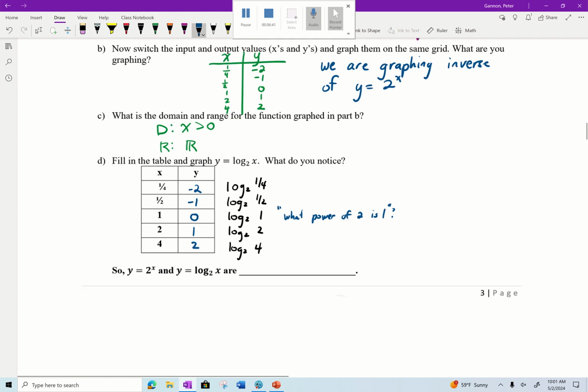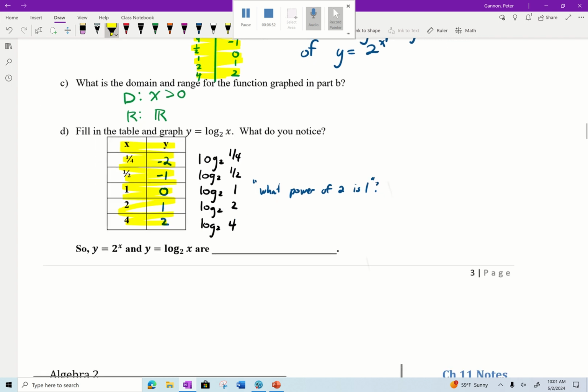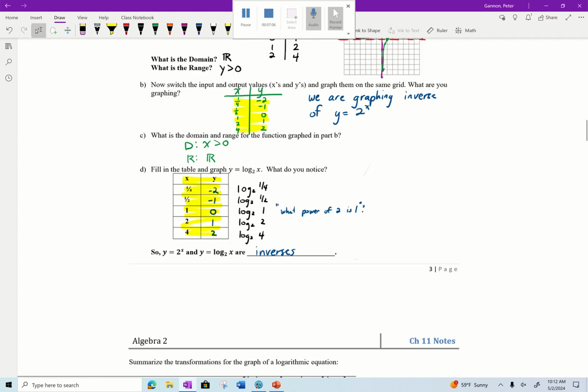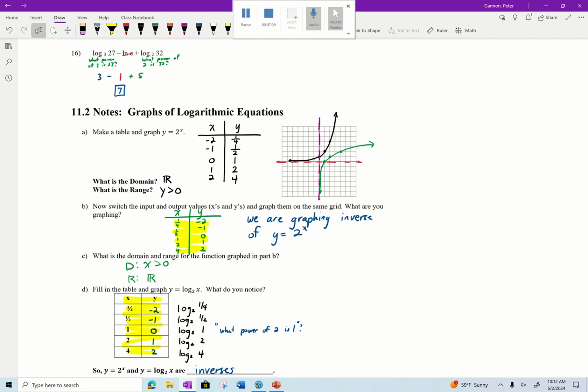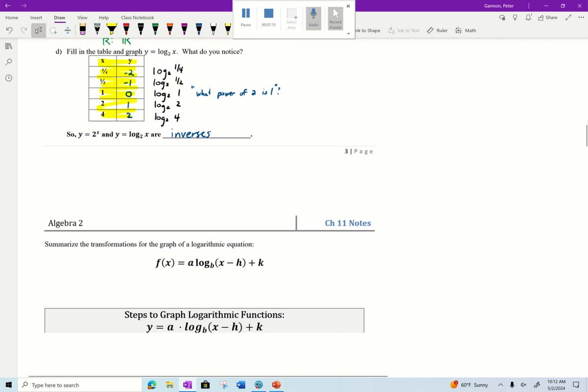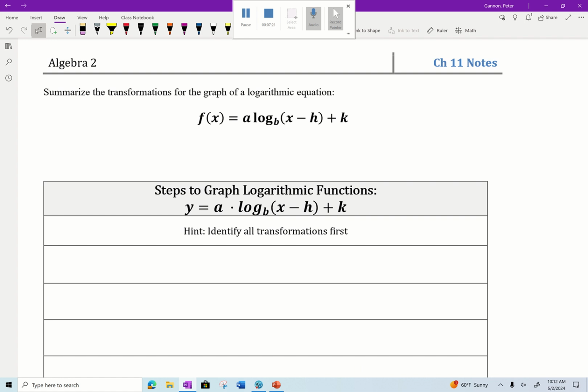All right. If you notice, this table that we just completed here is identical to this table here. So when we think about this, y equals 2 to the power x and y equals log base 2 of x, they are inverse functions, or inverses. In that example, we basically looked at how we can graph a logarithm using the exponential function that is its inverse. But we want to get to the point where we can graph these functions without having to graph the exponential first.